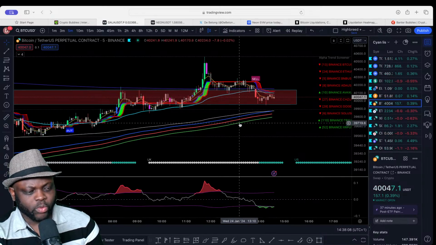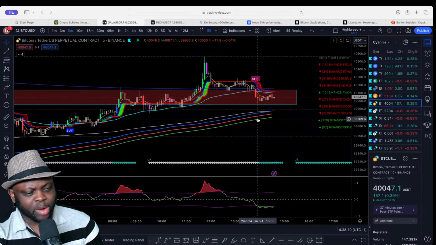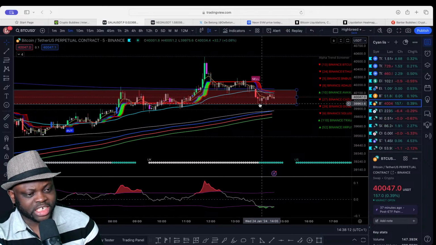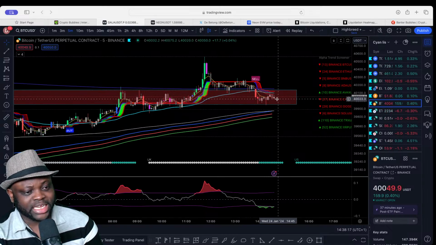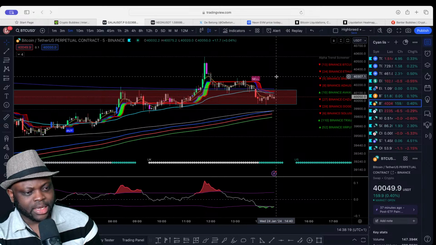So we should still expect price to keep moving upward from where it is, because we have seen this rejection here. Price came down here, rejected, came down here, rejected. So price wants to maintain this structure here. We can see a pullback anytime soon.